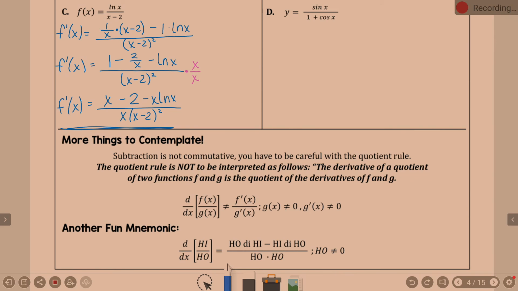Okay, D, back to the trig. Derivative of sine over 1 plus sine. Excuse me, 1 plus cosine. Okay.